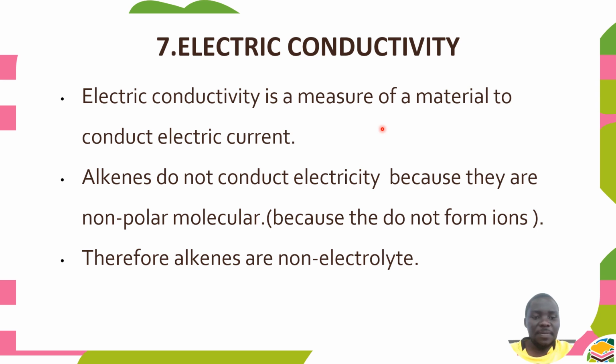Electric conductivity. Electric conductivity is a measure of a material's ability to conduct electric current. So alkenes do not conduct electricity because they are nonpolar molecules. They don't develop ions, so they cannot pass charge from one place to another. Therefore, alkenes are non-electrolytes.